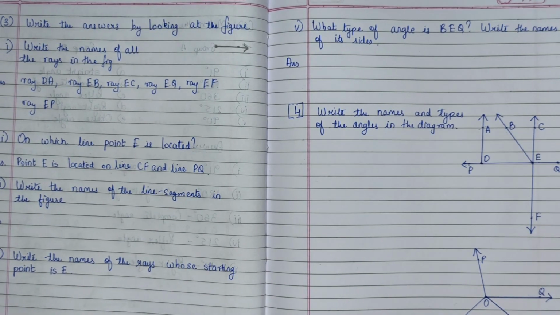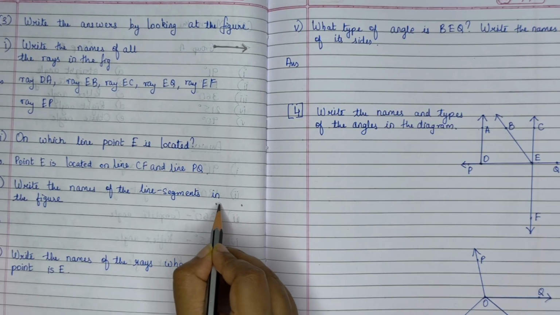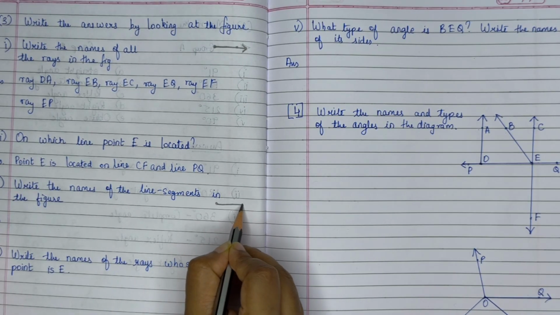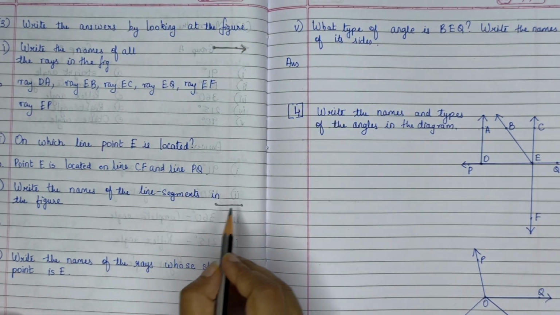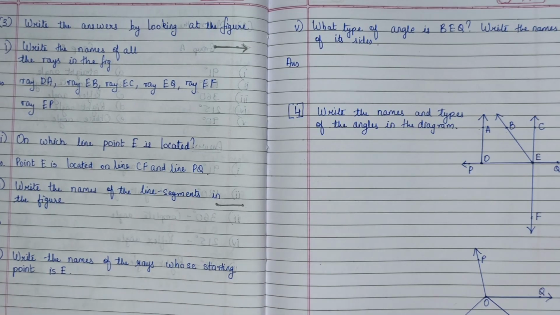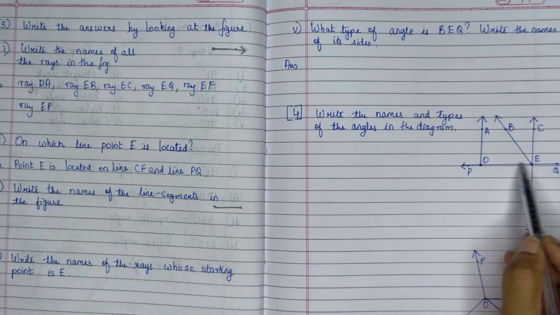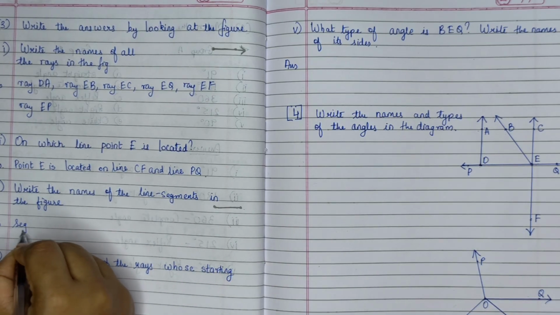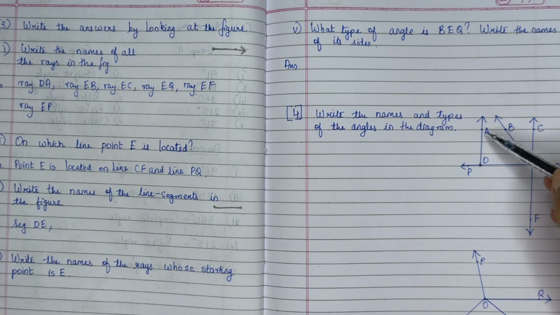Okay, understood the second one? Now see the third one. Write the names of the line segments in the figure. Line segments have points at both the ends. This is a line segment. For a ray, we start with a point and then there is an arrow. There are many line segments you can find over here. Suppose here, DE. Since it is a line segment, we will write segment DE. Then you can also write segment AD, BE, CE, EF.